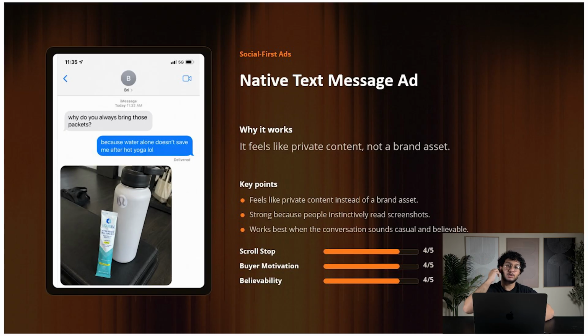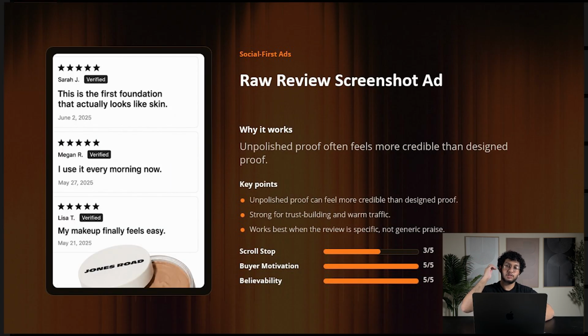When it works, it feels private and native. When it fails, it feels staged. So I'd test it, but very carefully. C tier. Next is a raw review screenshot.